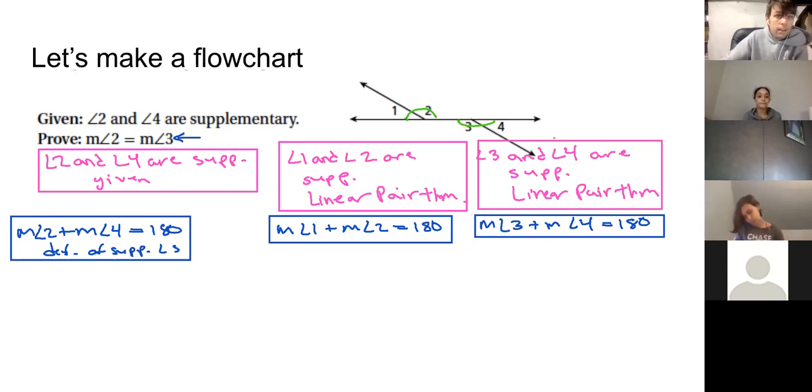And I need some arrows. The arrows are the point of a flowchart proof. Shows us what ideas are connected. So these given statements or statements from the picture all came from or led me to this. All right. Since they all equal 180, any of these 3 things would be equal to each other.